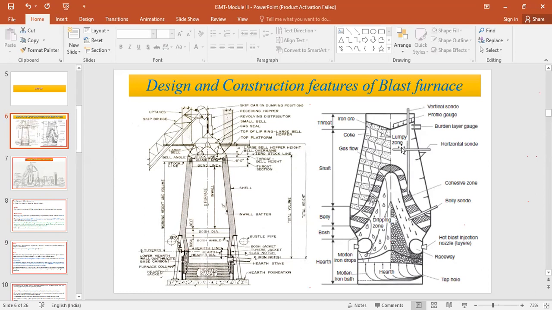And once the burden is in solid form, its volume is very high. But once it converts into liquid form, its volume gets reduced. That's why we don't require much space in this area. So that's why it is projected inward, to compensate for the volume of the product that is obtained.